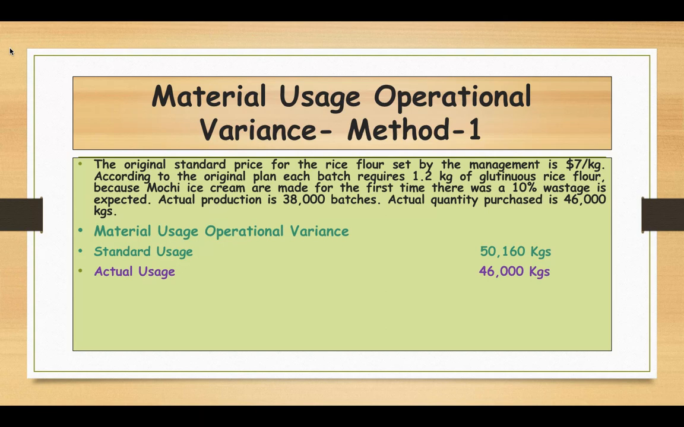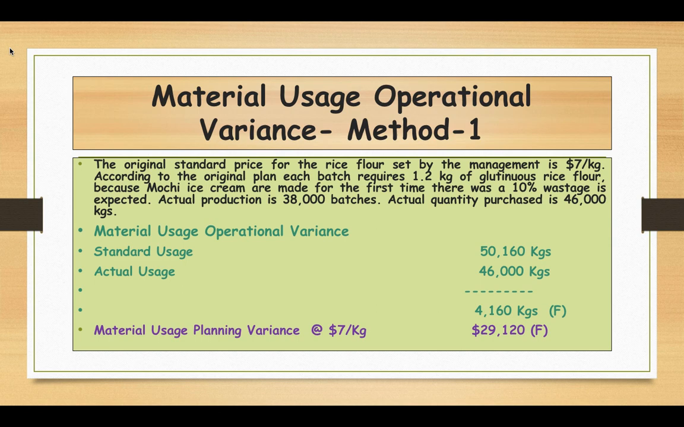But the actual usage is given in the question, which is 46,000 kgs. So the operational usage variance in kilograms is the difference between the two, which is 4,160 kgs favorable. Now, as we know, we need to convert that into money value. But because we are using method 1, the money value should be times $7 per kilogram. So that is $29,120 favorable.